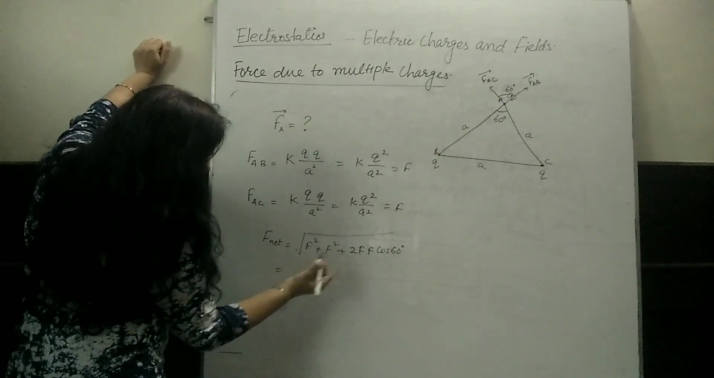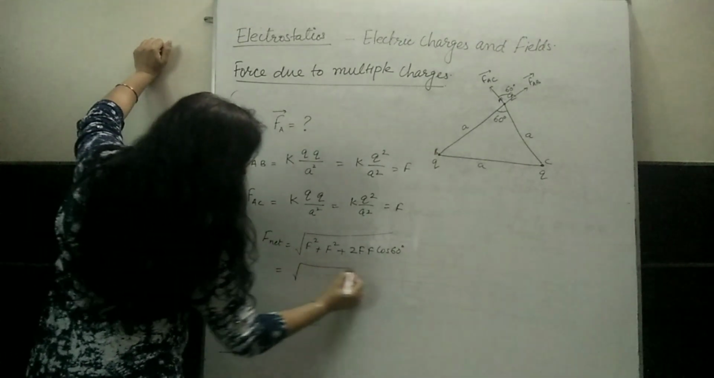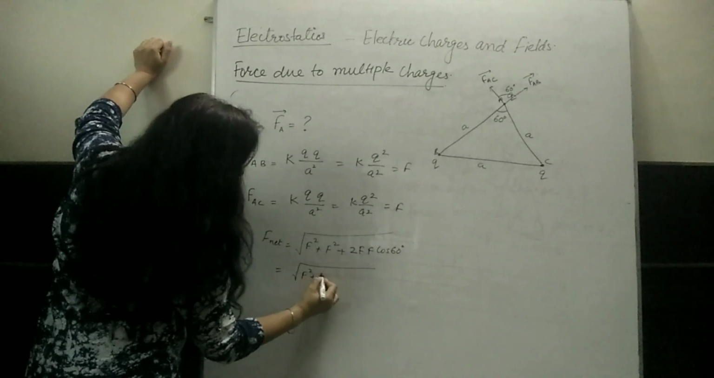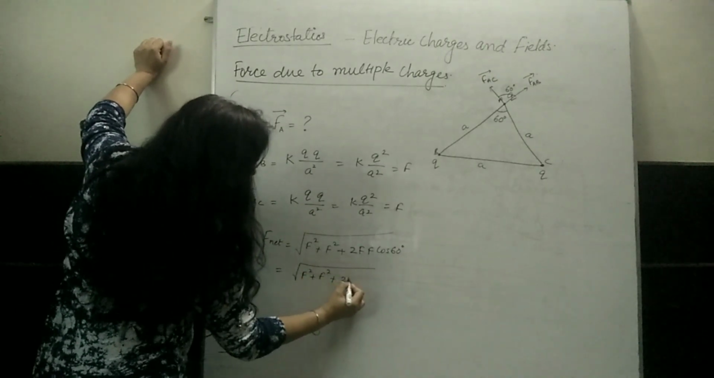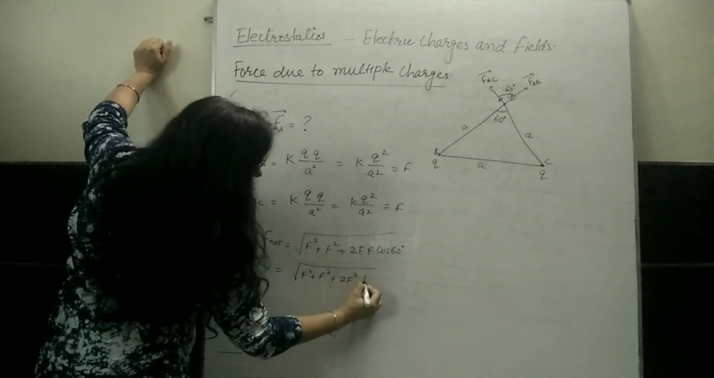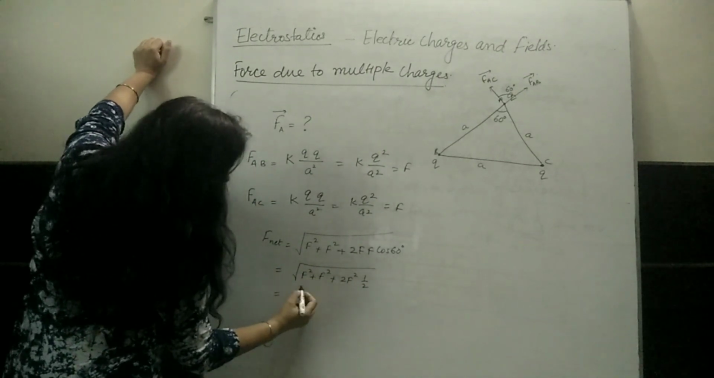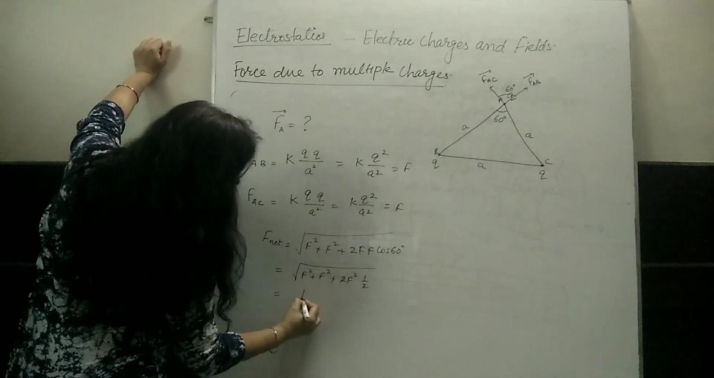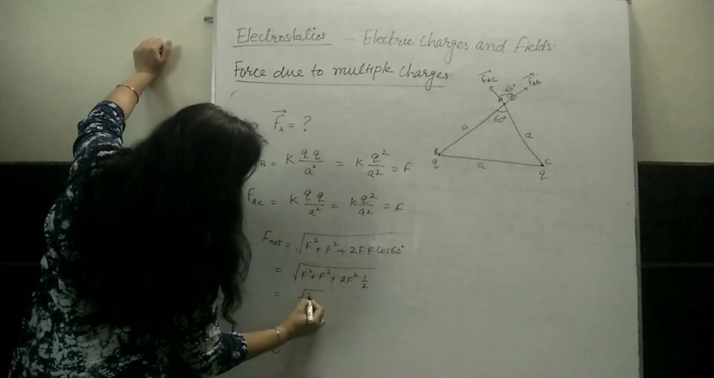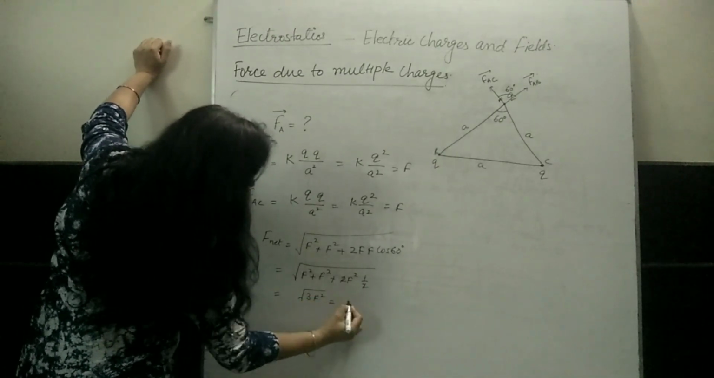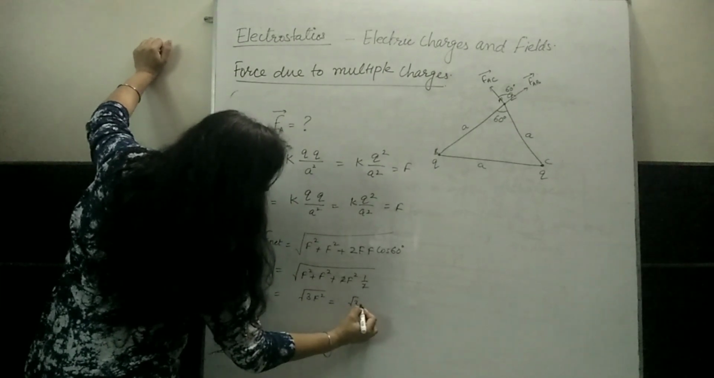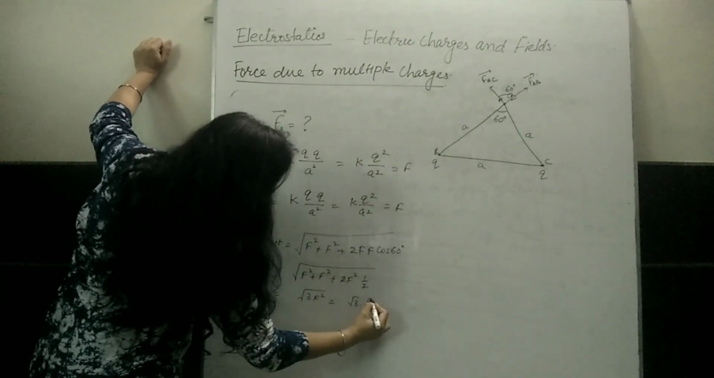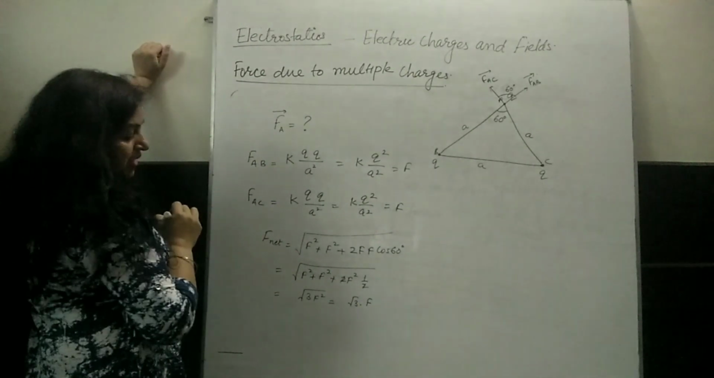Now let us simplify this. F square plus F square plus 2F square cos 60, which is 1 by 2. So this is F square plus F square plus F square. So this would become under root 3 F square. And this can be written as root 3 F, taking F out of the root. So this is root 3 F.